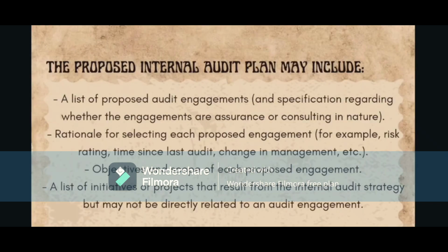Ang proposed internal audit plan, mao ni ang unsay dapat sulod sa internal audit plan. First is a list of proposed audit engagements and specification regarding whether the engagements are assurance or consulting in nature. Sunod is rationale for selecting each proposed engagement, for example, risk rating, time since last audit, change in management, etc. Sunod is objectives and scope of each proposed engagement, and lastly, a list of initiatives or projects that result from the internal audit strategy but may not be directly related to an audit engagement. Mao na sulod sa internal audit plan.